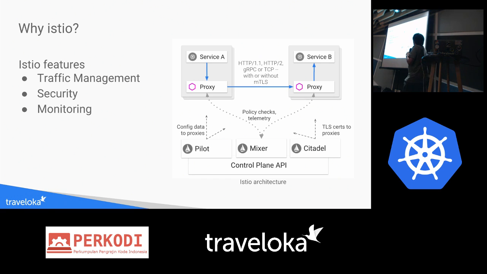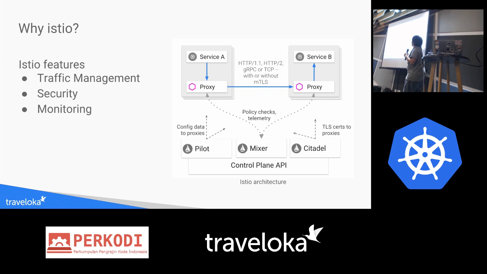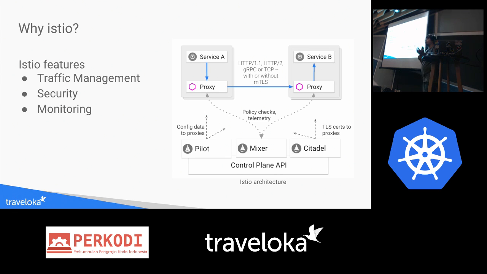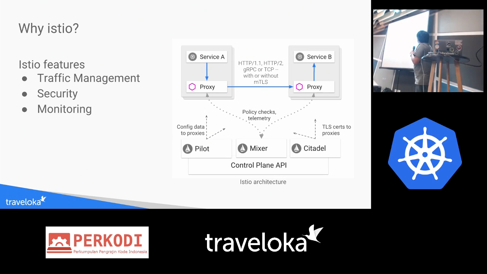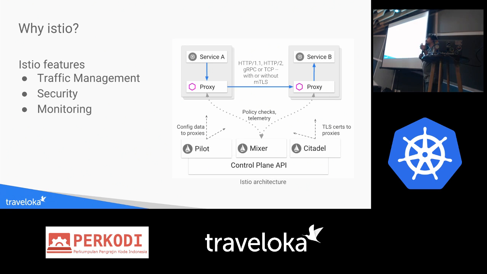So basically, this is a control plane, and this is the service that we have. And these services have their own sidecar proxy, which is Envoy proxy. And then this Envoy proxy will try to communicate with the control plane, and Pilot will do several things like routing the traffic, and then Mixer will try to collect all the metrics and set some traffic policy, and the Citadel in here will try to generate the TLS certificate for inter-service communication.